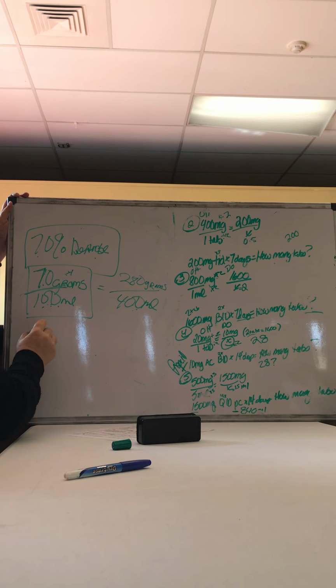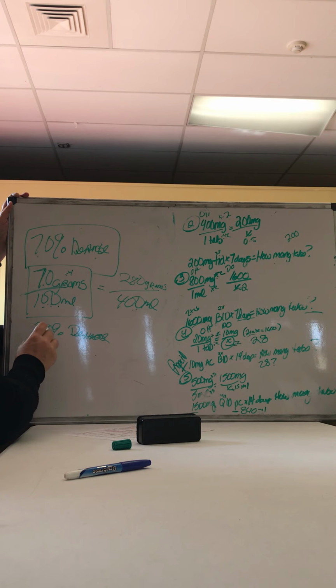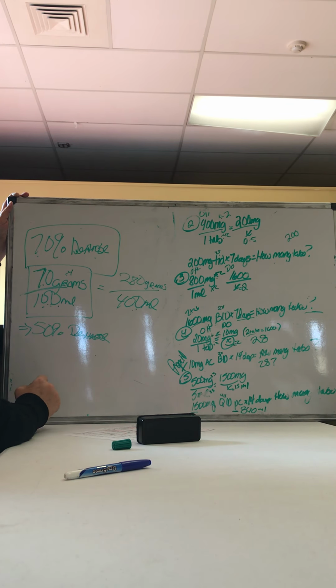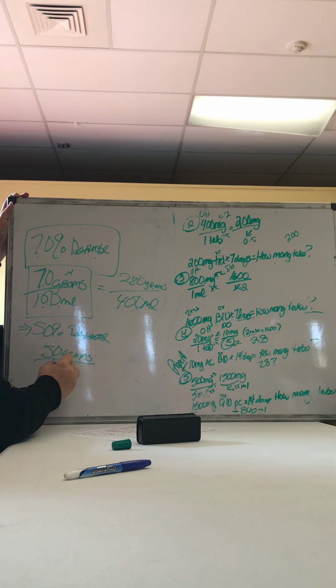So anytime I say, what if I tell you I got 50% dextrose? What do you know just from that writing right there? Not even a problem yet. We already know what the solution is. 50. 50 grams in what? It's always 50, 60, 70 in 100. 100. So we already know we got 50 grams in 100.